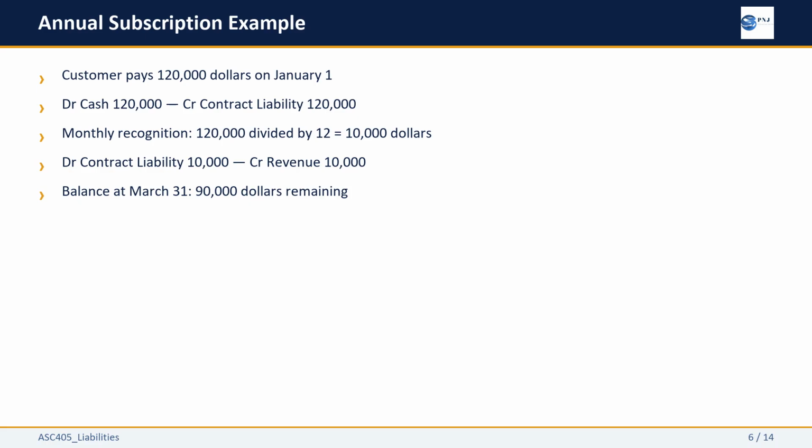Let us make this concrete. A customer pays $120,000 for an annual subscription on January 1. On that date, debit cash $120,000, credit contract liability $120,000. No revenue yet. Each month you satisfy 1/12 of the obligation, $10,000. So each month, debit contract liability $10,000, credit revenue $10,000. By March 31, you have recognized $30,000 of revenue. The remaining contract liability is $90,000. Since all performance is expected within 12 months of the subscription start, the entire balance is current.